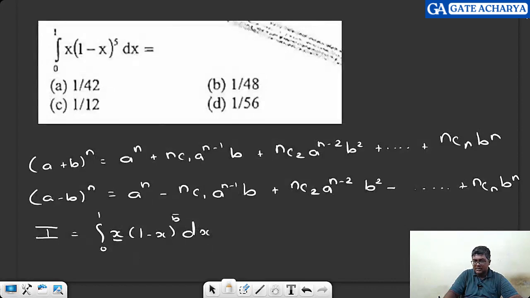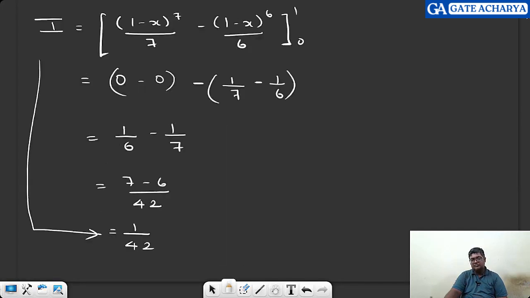Now for a person who does the expansion, you'll also be getting 1 divided by 42. The only thing is the expansion terms will be very large. The answer is option A. That's it. So this is how I solve an integration problem. So this is what the substitution method looks like.